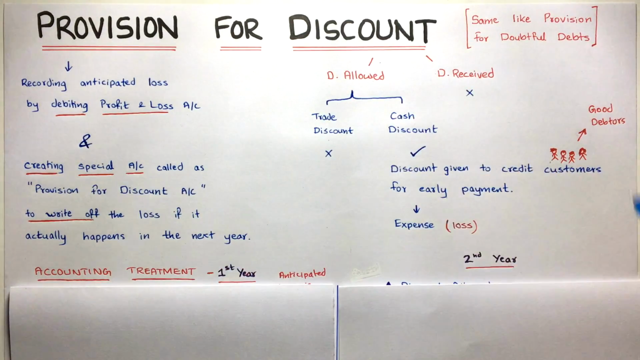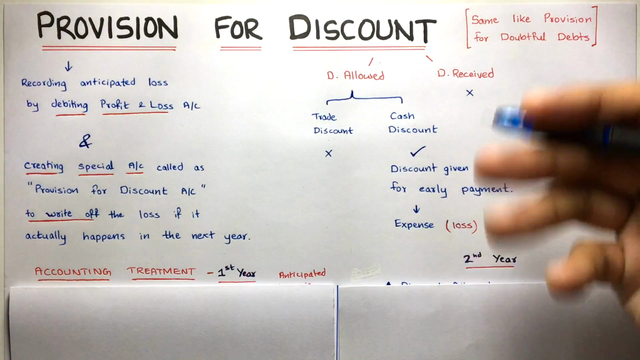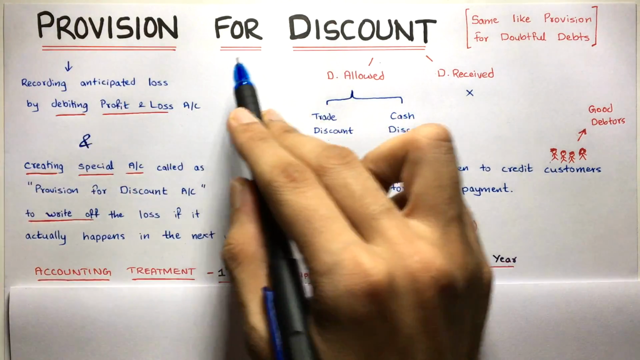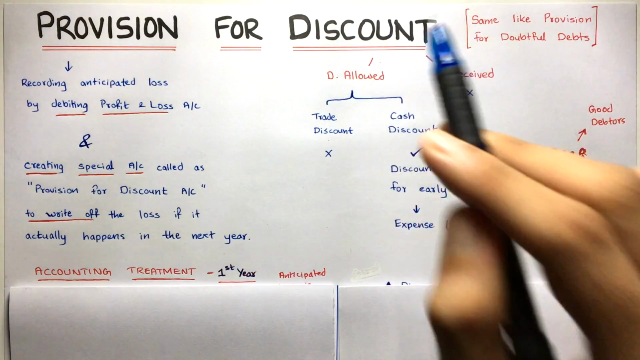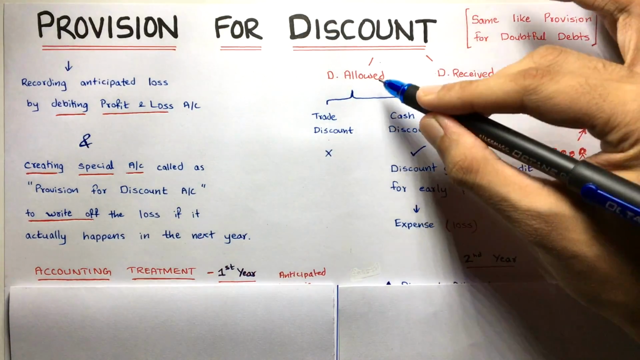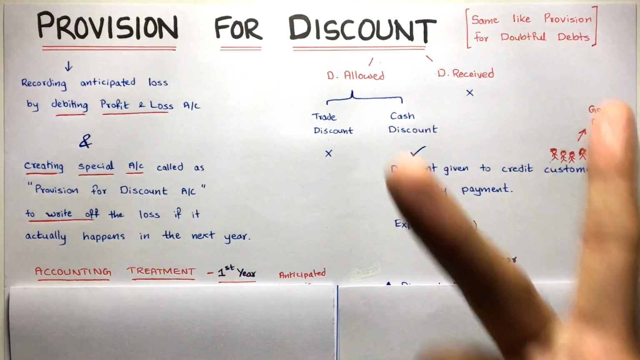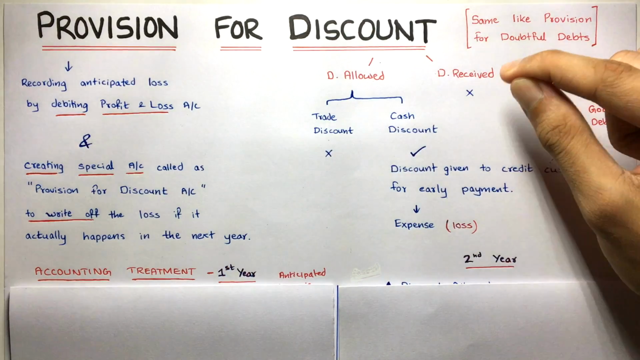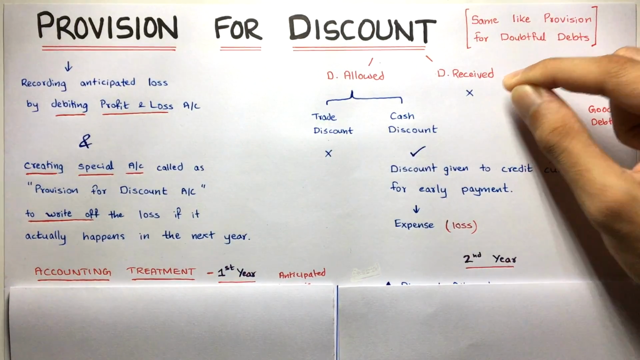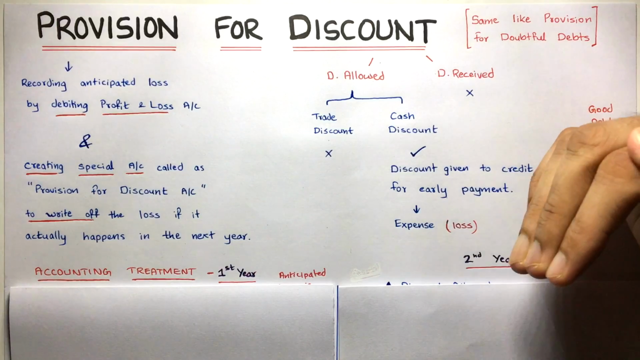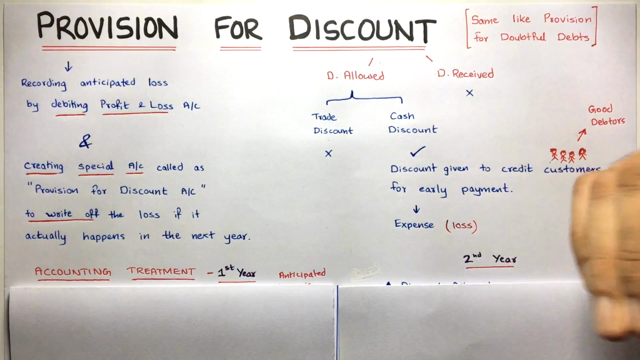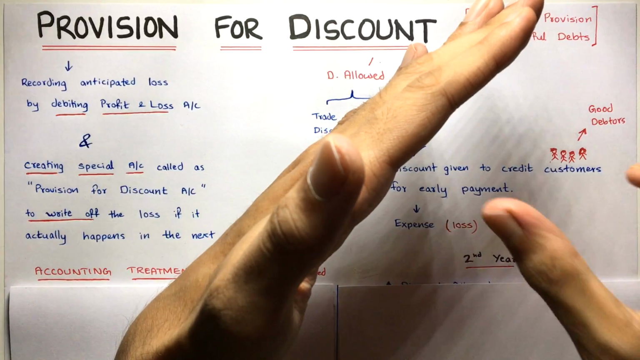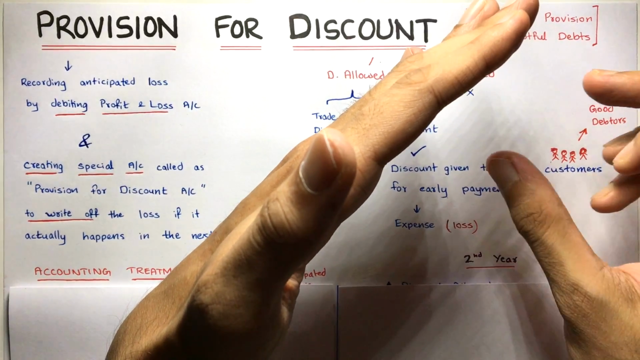Now see here, first let's understand which discount we are talking about. It's really simple. I told you provision for discount on debtors. Discount on debtors means discount allowed. You all know there are two sorts of discount in the business: discount allowed and discount received. Discount received is an income because it's a discount which we receive from our supplier, from our creditor, and we have to pay less. So discount received is an income and it will go on the credit side of P&L, profit and loss.